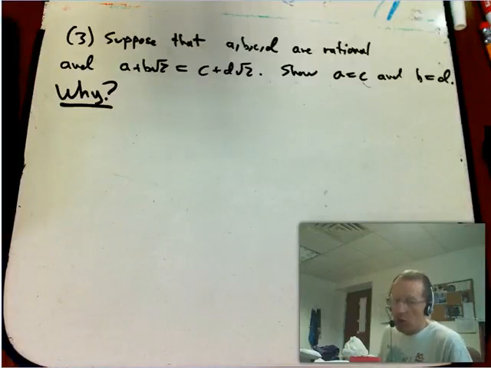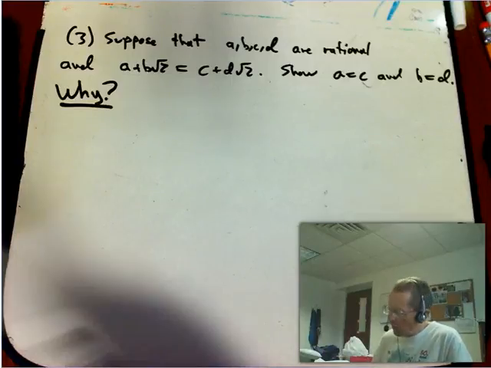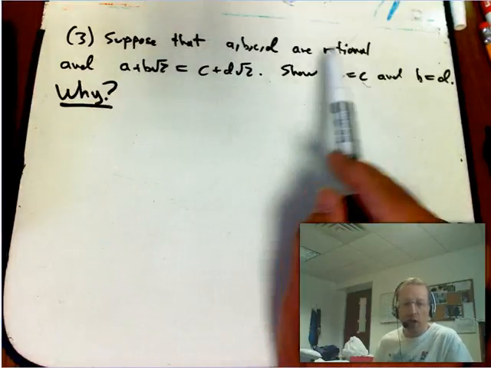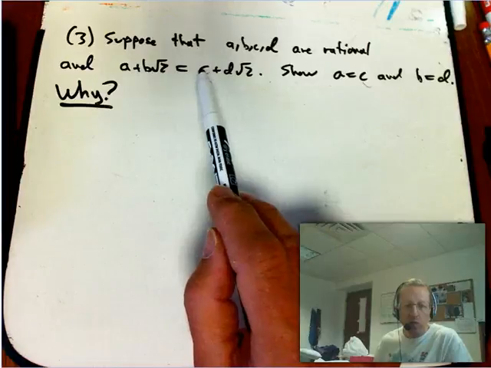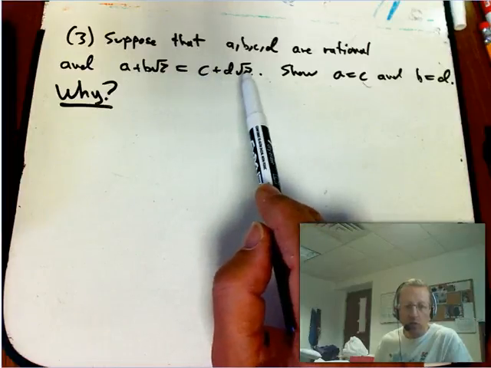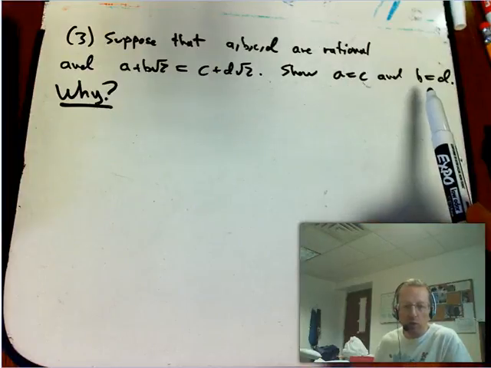So here's one more video about irrational roots and what we might be able to prove about them. The statement is, suppose that a, b, c, and d are rational numbers, and a plus b root 2 is equal to c plus d root 2. We want to show that a equals c and b equals d.